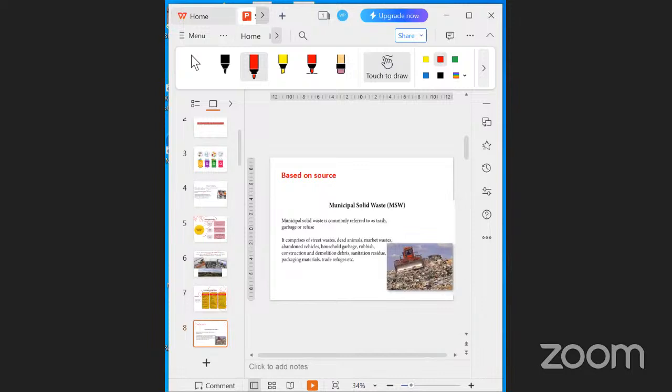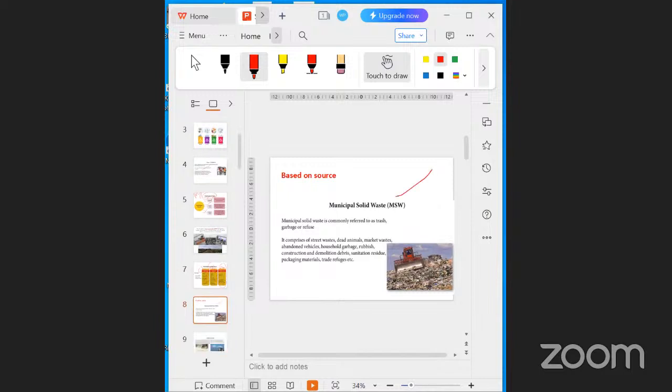Now, based on source, first let us look into the details of each type of waste, starting with municipal waste, called MSW. Municipal solid wastes are those commonly referred to as trash or garbage. Examples are street waste, dead animals, abandoned vehicles, household garbage, packing materials, and other refuse materials, which are generated from day-to-day activities.